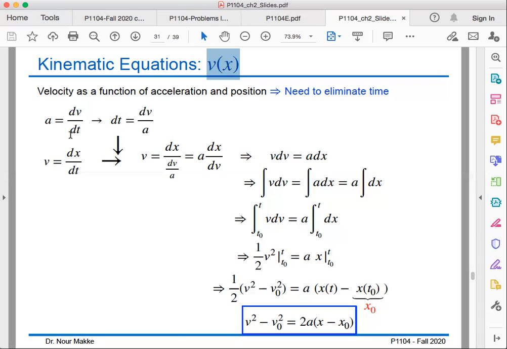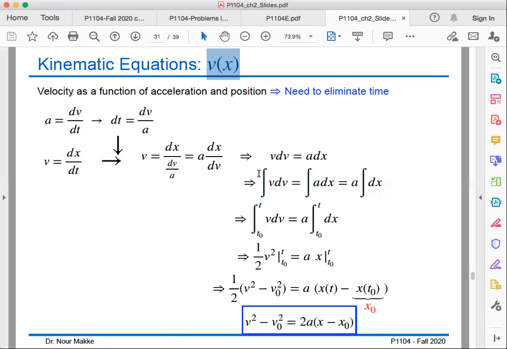So let's do this. From the first equation here, we can write down dt is equal to dv over a. And if we replace dt by this expression in the definition of the velocity v, we end up with v equals dx over, instead of dt, we will put dv over a. So that is equal to a times dx over dv. And so now all we can do is collect the same variables on the same side of the equation and then make the integration. So we end up with v times dv equals a times dx.